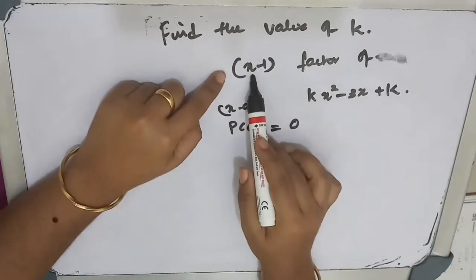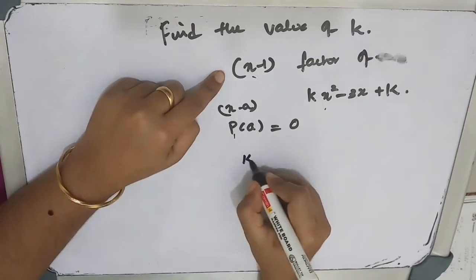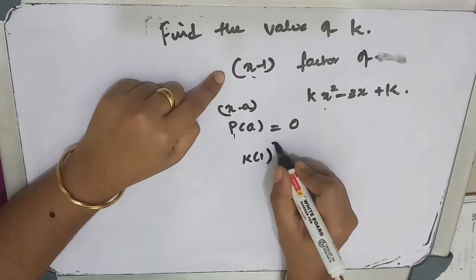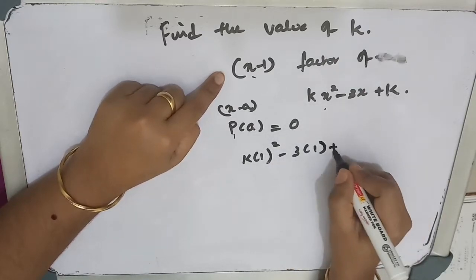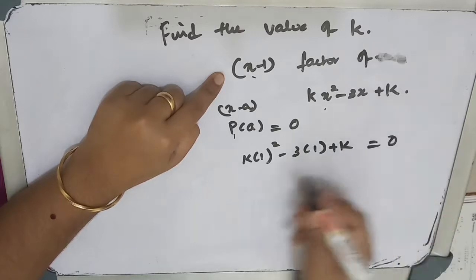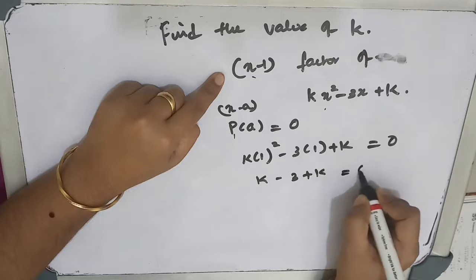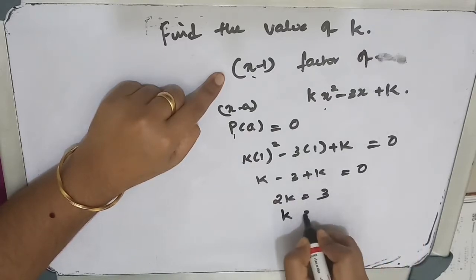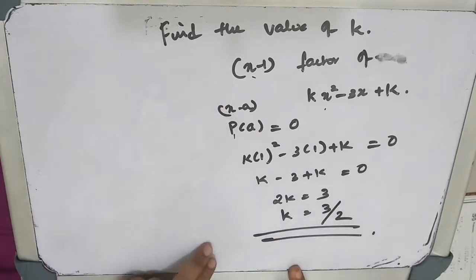So using that, if x minus 1 is a factor of this polynomial, we can say that p of 1, that is k of 1 square minus 3 into 1 plus k should be equal to 0. Therefore, k minus 3 plus k is equal to 0, so 2k is equal to 3. Hence, k is equal to 3 by 2.